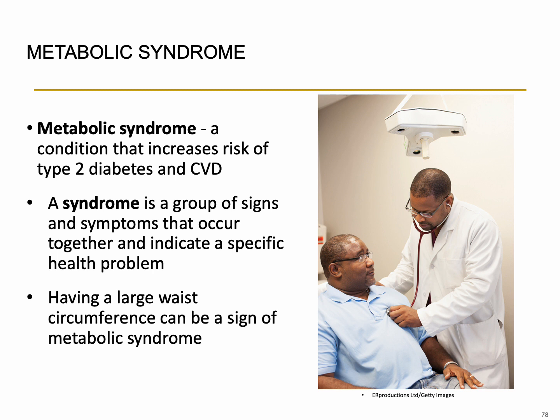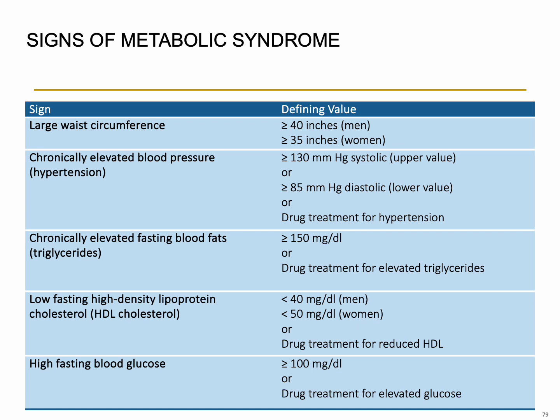Metabolic syndrome is a condition that increases the risk of type 2 diabetes and cardiovascular disease, and it's really a group of signs and symptoms that occur together. So we'll take a look at a couple of those here in this next slide. Some signs of metabolic syndrome include a large waist circumference, which is different for men and women, of course, chronically elevated high blood pressure, which we also call hypertension in healthcare circles, elevated fasting blood fats, triglycerides. So when you get a complete blood panel done on your annual checkup, they'll check all of these factors actually.